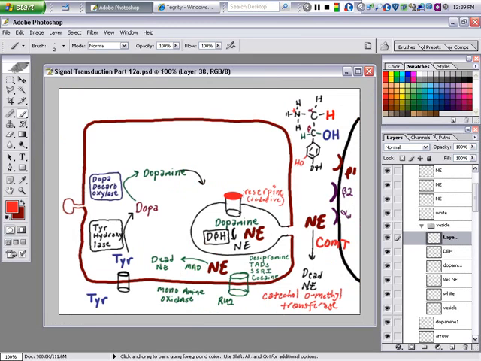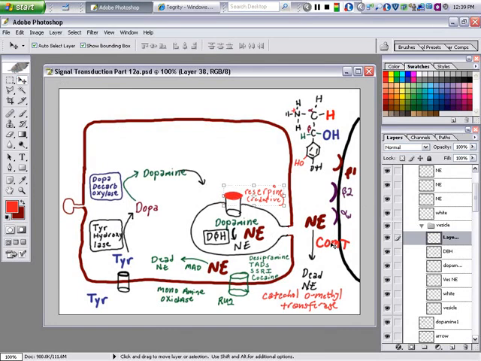Has anyone ever heard of the drug Prozac? What does Prozac do? What kind of drug is it? It's an upper, or what is another word for an upper? Or a stimulant? Or an antidepressant. So Prozac is an antidepressant. Let's see if you all could just figure out where Prozac is going to work.